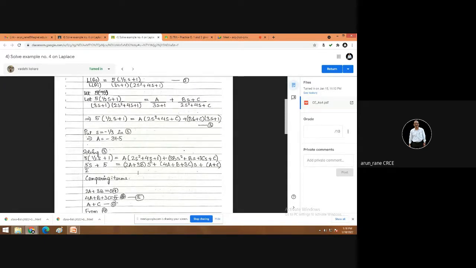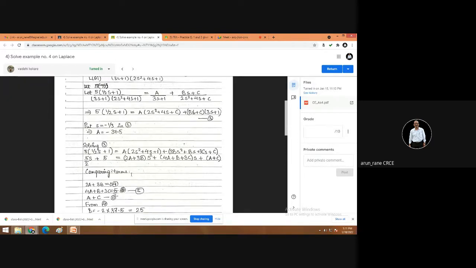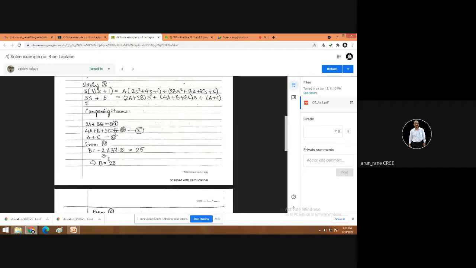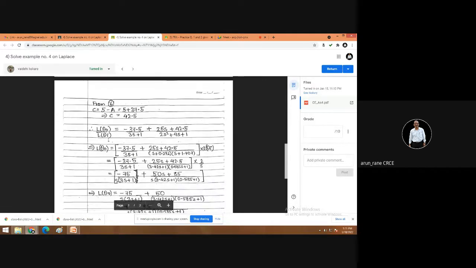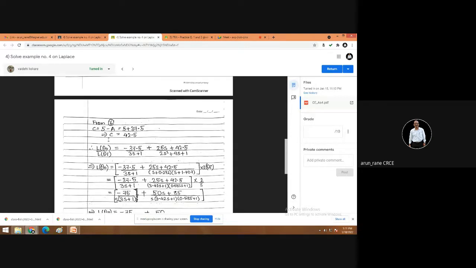All right, now this you have written in s squared and this form. Okay, correct. So you compared now. Very good. Now you will get the values of B and C. So here you have substituted. So you got this, minus 37.5 and plus this.